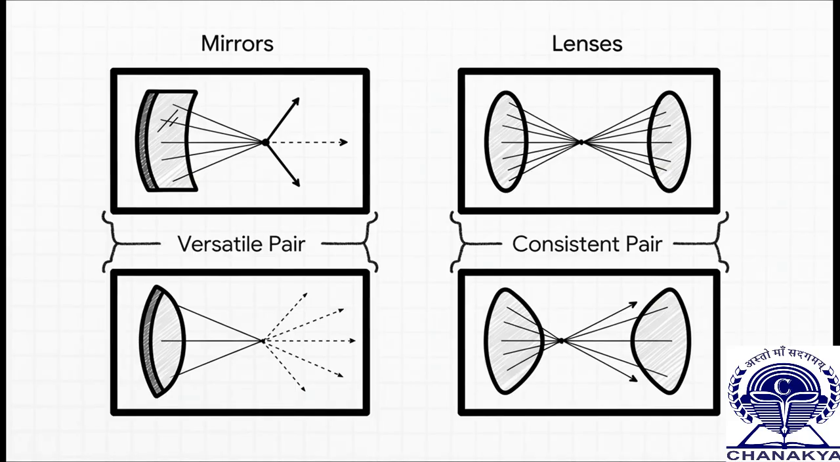And check this out. There's a really cool parallel between lenses and mirrors. A convex lens behaves a lot like a concave mirror. It's the versatile one that can make all different kinds of images depending on distance. And the concave lens, just like a convex mirror, it's the consistent one. It always makes a smaller, upright image.